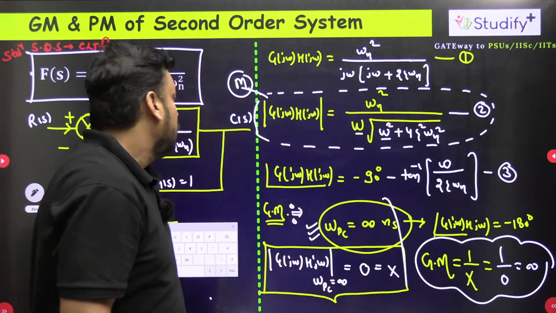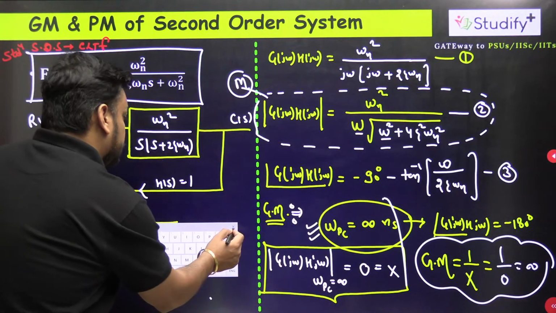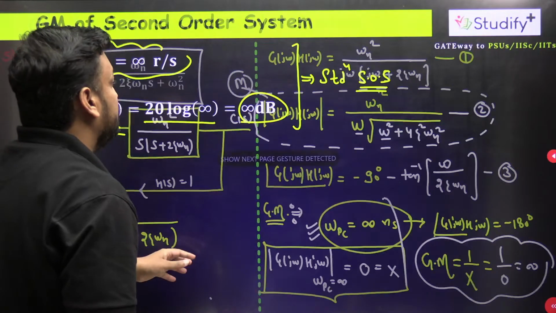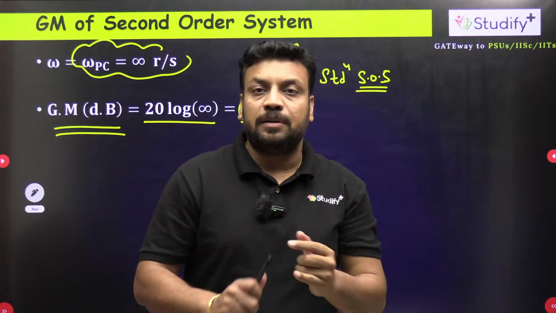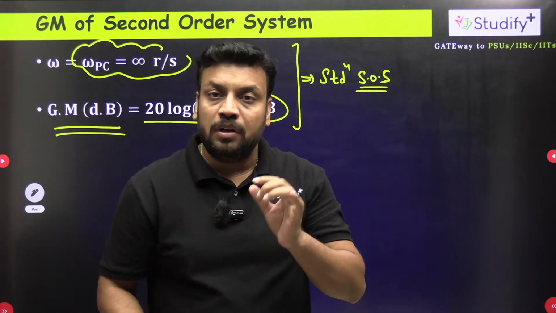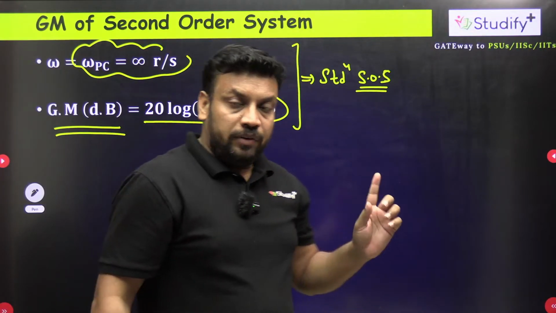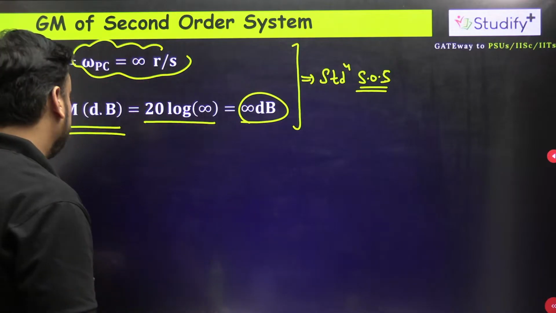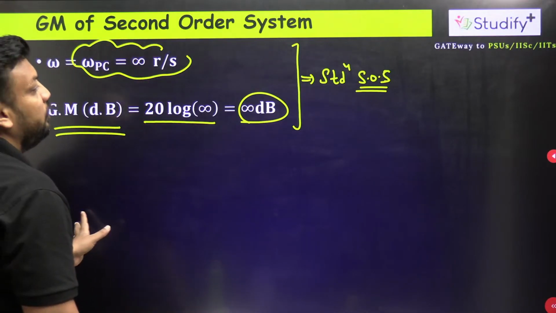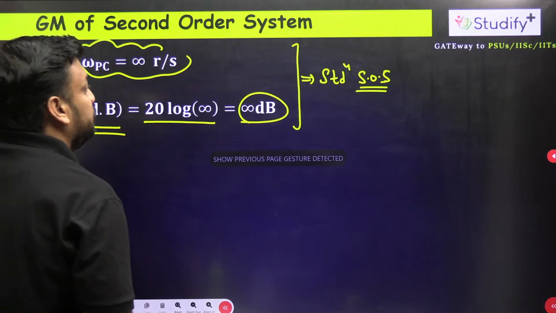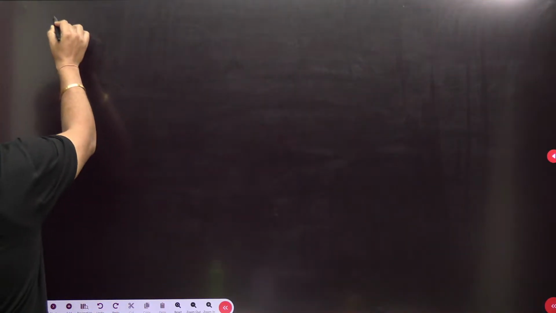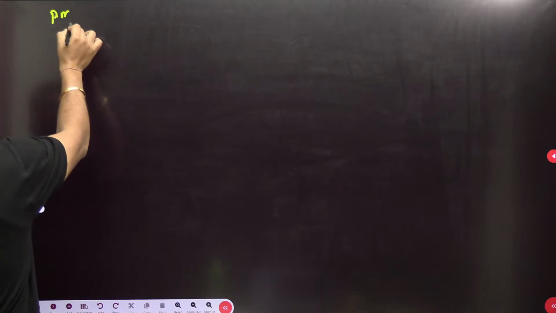Very good. So, guys, till the last session, we concluded that for the gain margin of the second order system, the omega PC value is always infinity. We are talking about the standard second order system. So now we will calculate the phase margin. For that, I'm adding a blank slide. So now my purpose is to calculate the phase margin.